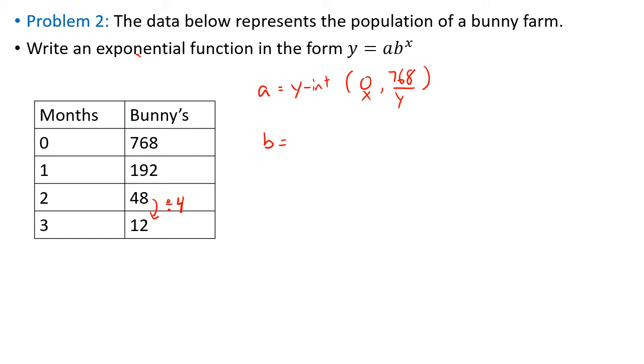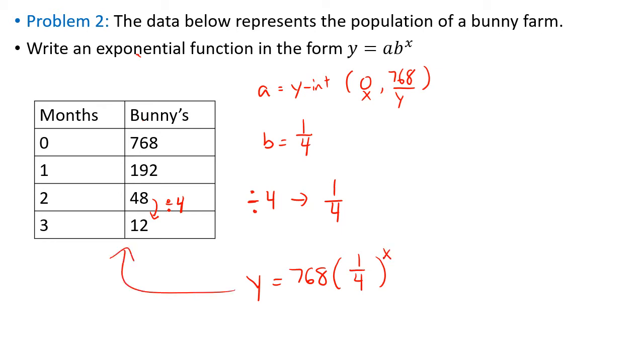Therefore, we don't have a b value of 4, but of 1 over 4. Once again, anytime you divide by a number, you write it as a fraction. You cannot put a divide sign in the equation. So your answer is y equals 768, the y-intercept, times 1 over 4 to the x. This equation represents this table.